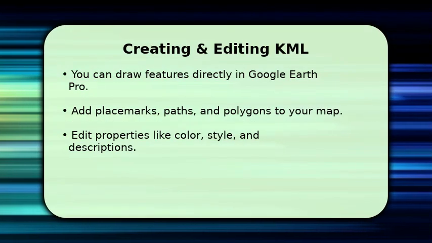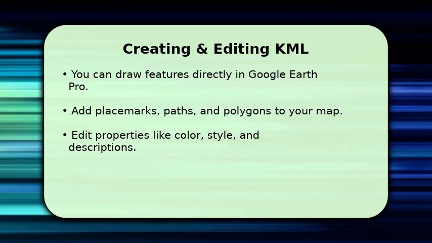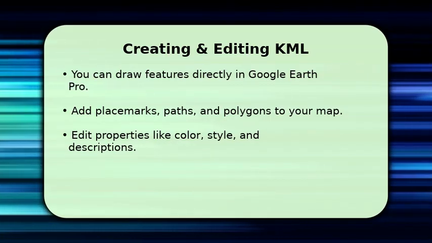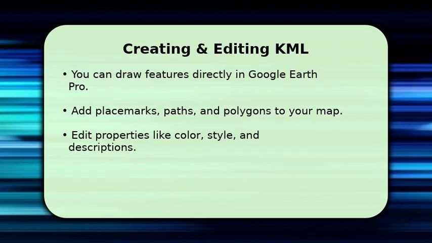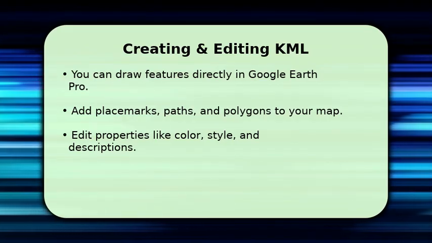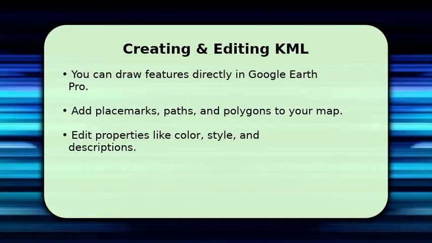Creating and editing KML content is an engaging process. Within applications like Google Earth Pro, you can easily add placemarks to highlight specific locations, draw paths to show routes, or define polygons to outline areas. You have full control to customize their appearance, including colors and styles, and add descriptive text or images. Once complete, you can save your new geographic data as a KML or compressed KMZ file.